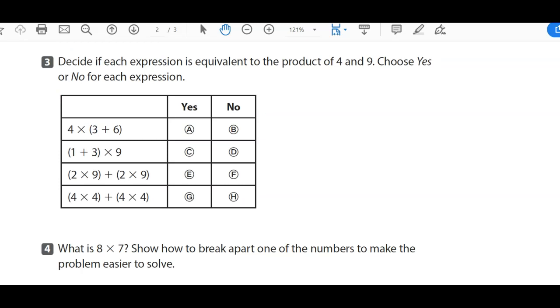It says the sum of each expression is equivalent to the product of 4 and 9. So I need to know what 4 times 9 is. Well, 4 times 9. 1, 2, 3, 4. Okay. 3 and 6. 36. 36. Okay. So 4 times 9 is 36.